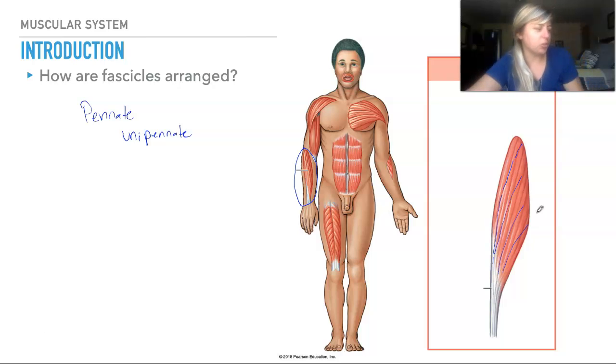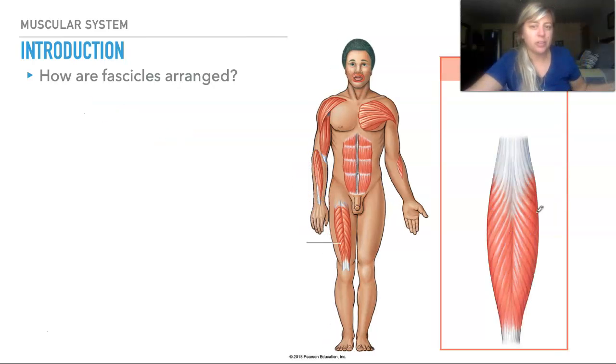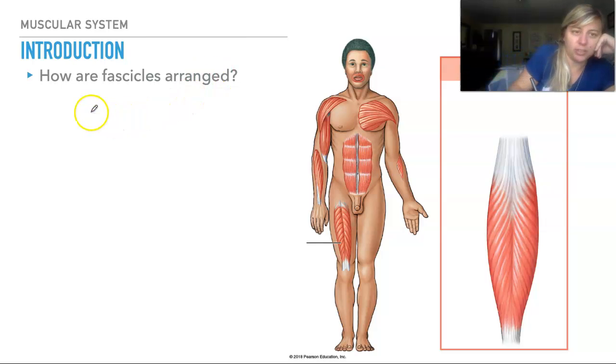So that's extensor digitorum. Another type of pennate muscle, and this one to me definitely looks like the feather arrangement that we expect with pennate muscles. This one is a pennate, but it's a bipennate.